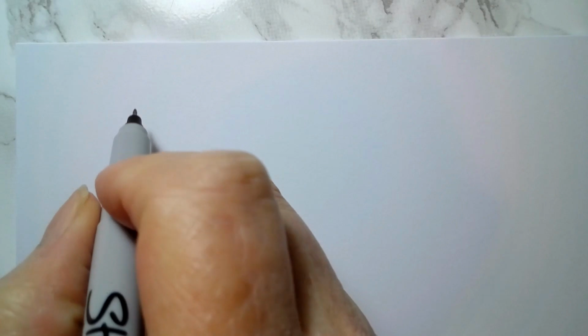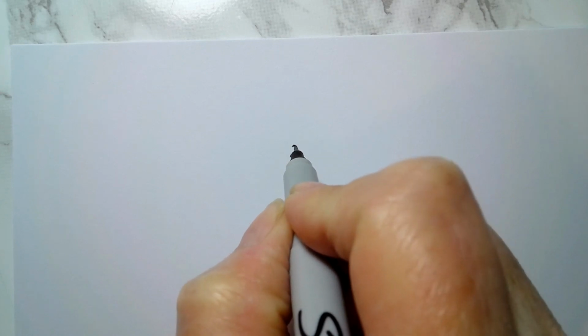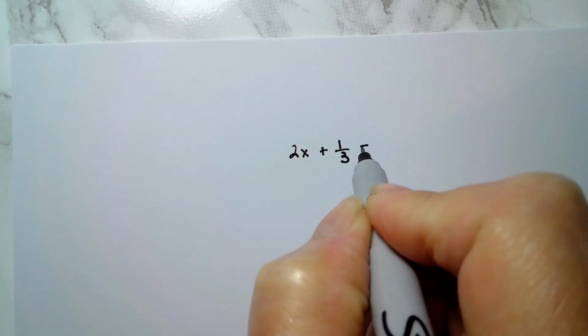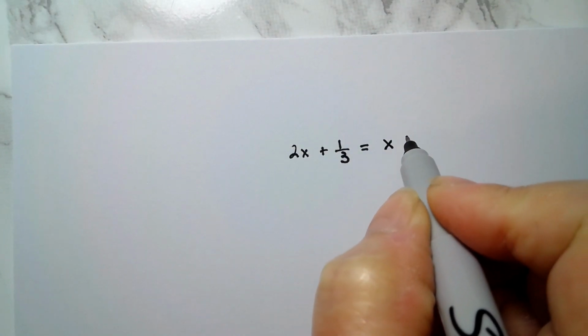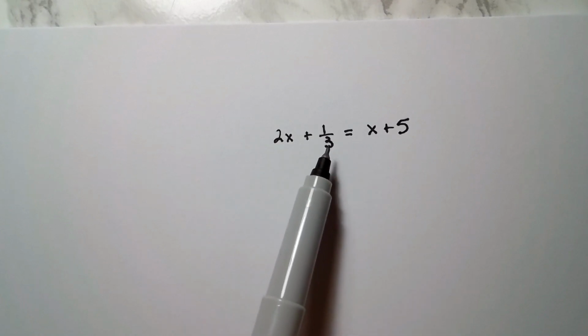Alright guys, so the next thing we're going to talk about is getting rid of fractions from equations. So for example, 2x plus 1/3 equals x plus 5. This is a simple one because there's only one fraction.